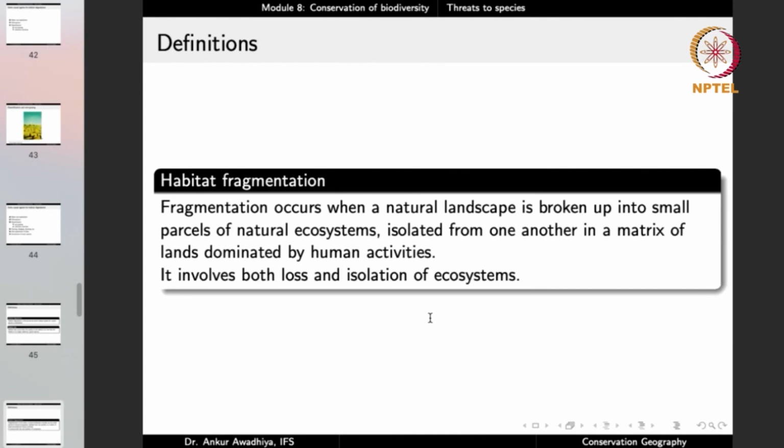Another thing is habitat fragmentation. Fragmentation occurs when a natural landscape is broken up into small parcels of natural ecosystems, isolated from one another in a matrix of lands dominated by human activities. It involves both loss and isolation of ecosystems. So when there is habitat fragmentation, the natural landscape is broken up into small parcels. Earlier we had a large forest, and now we have divided this forest into say 2 or 4 parts.